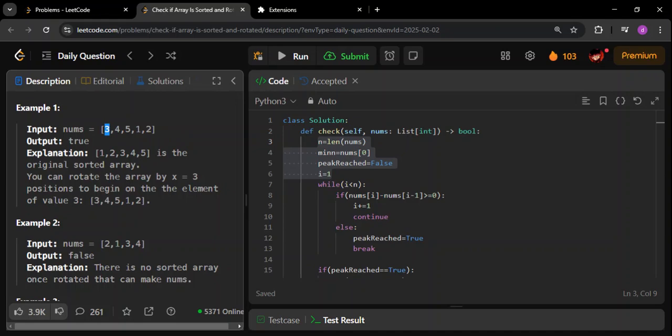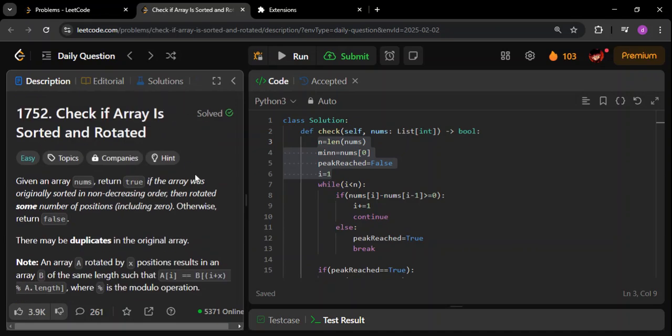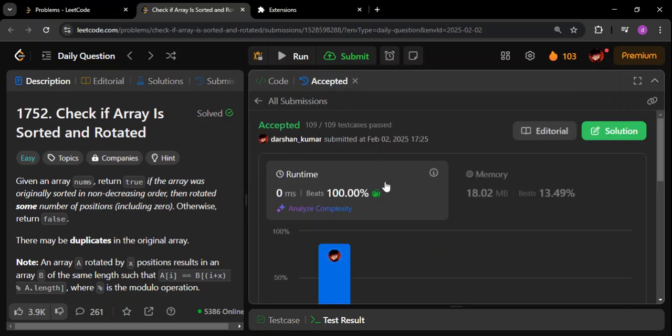That was all for this video. This was an easy question, but as I mentioned, many people commented that they felt it was a bit difficult to solve. They felt it was a medium level question. But it's up to you. Let me know your thoughts in the comment section on what you felt. This is my solution, and as you can see, it is clearing 100% of the test cases and beating 100% of the solutions.